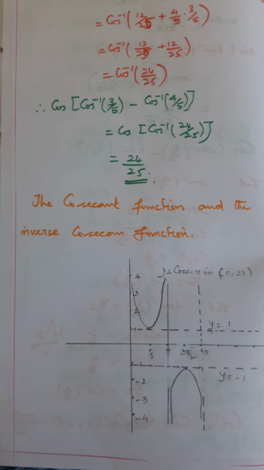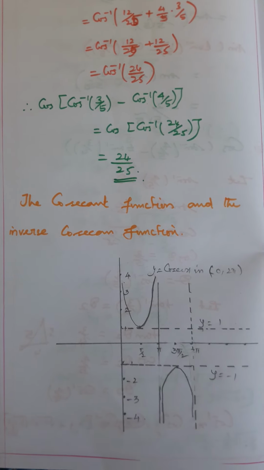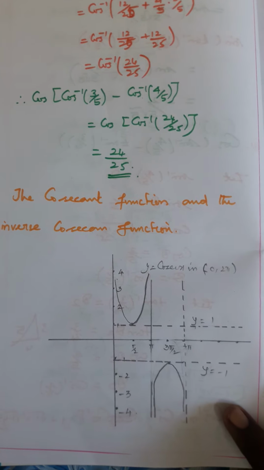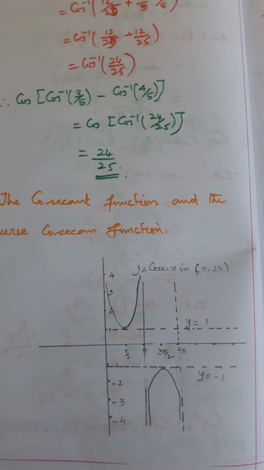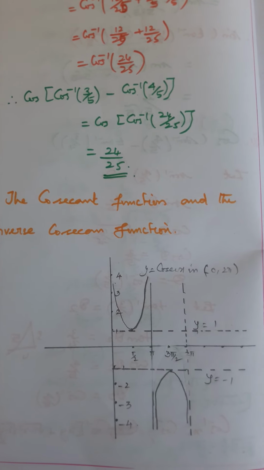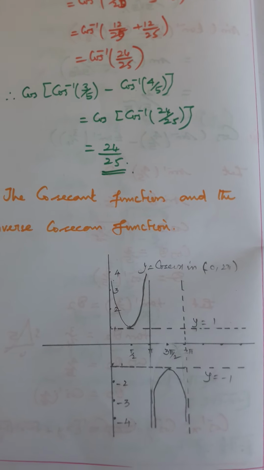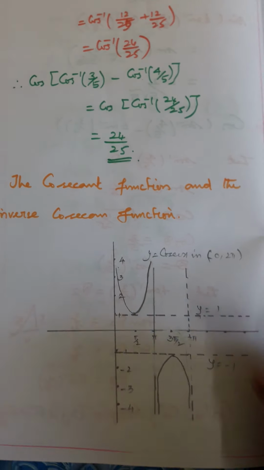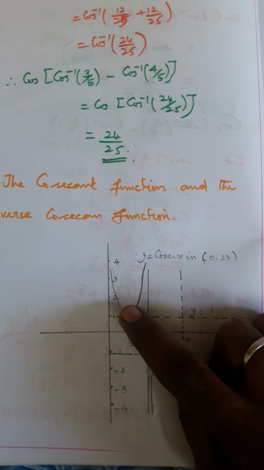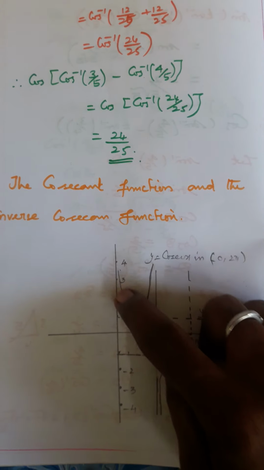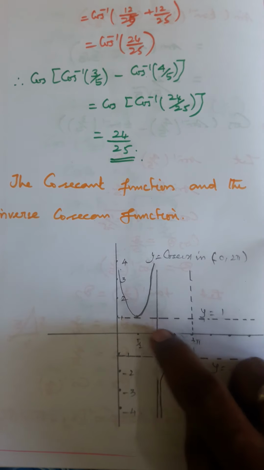So today, the first topic is the cosecant function and the inverse cosecant function. The cosecant function is the reciprocal of sin x. Your sin 90 is 1 and sin pi is 0. So at pi, your cosecant tends to infinity. Here at pi by 2, it will attain plus 1. So the curve will come like a parabola in 0 to pi.